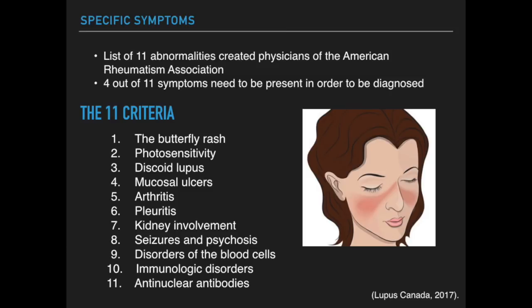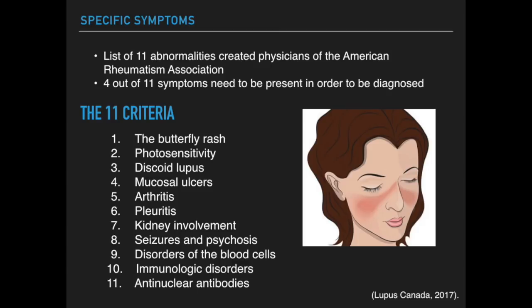Number 6, pleuritis, which is inflammation of the pleura, the lining of the lungs, and pericarditis, which is inflammation of the lining of the heart. Number 7, kidney involvement, ranging from mild to serious. And this is really important to detect early because it is what causes the most deaths in SLE patients.